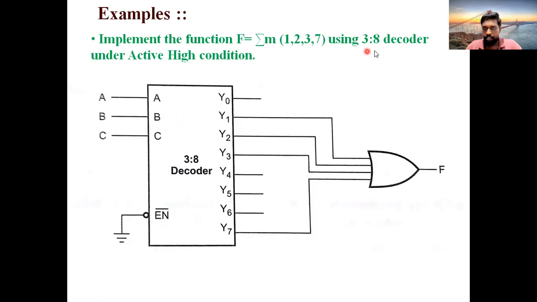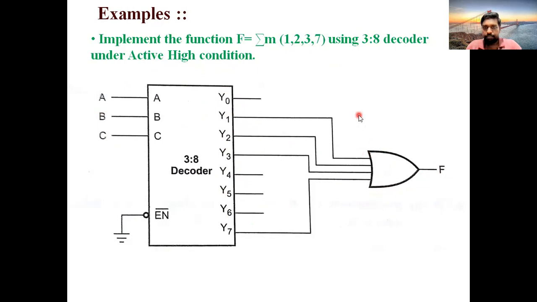The given decoder is 3 to 8. So take 3 inputs, 8 outputs. And these 8 outputs you should mention under the active high condition, so always the output should be high. So take 8 lines directly like this and connect the given numbers 1, 2, 3, 7. So y1, y2, y3, y7 should be linked with one OR gate.